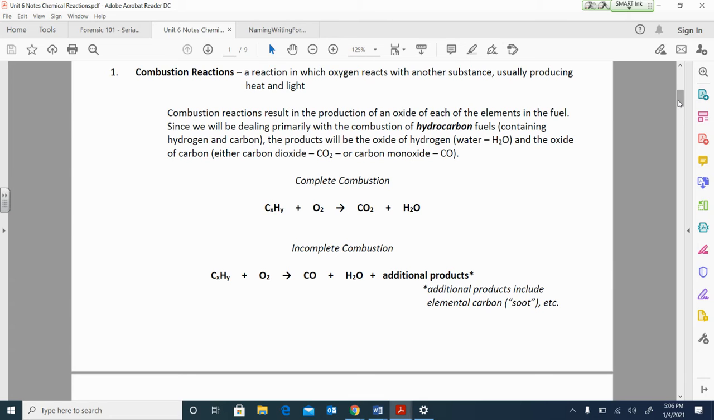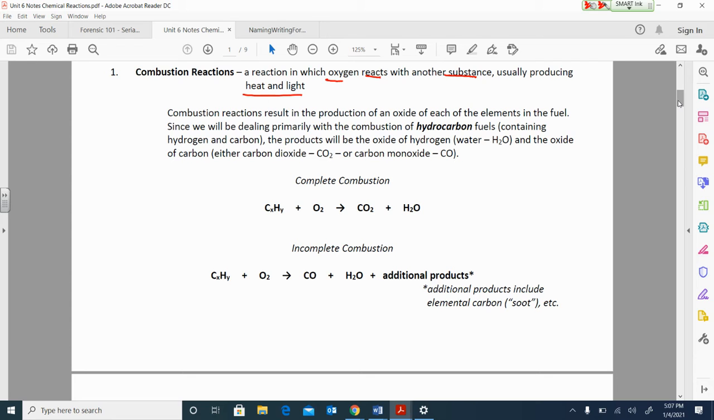Okay, that is something that is the most specific. The combustion reaction is the most specific reaction that we will discuss. It has very set things that always have to be in it, or it's not a combustion reaction. So a reaction in which oxygen reacts, so it has to be on the reactant side. It can't be on the product. Well, it is on the product side too. But there's oxygen by itself on the reactant side with another substance, usually producing heat and light.